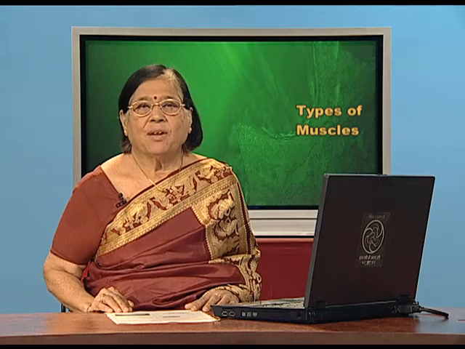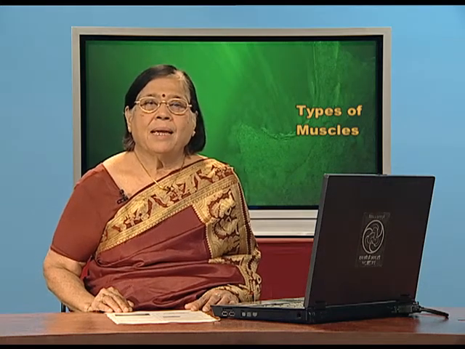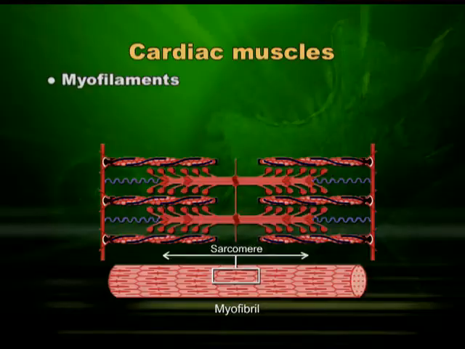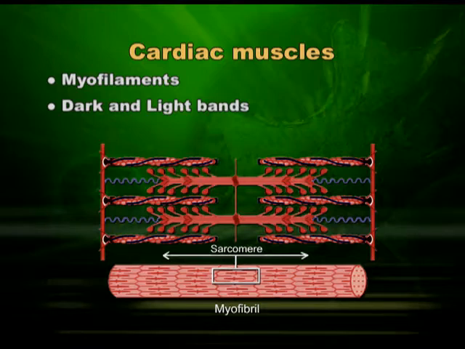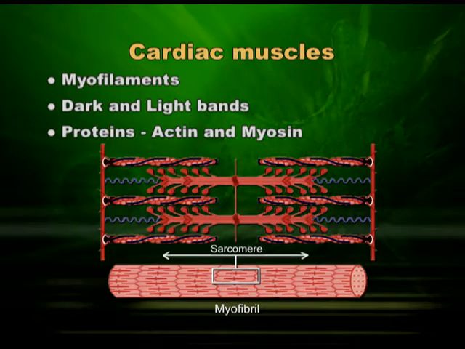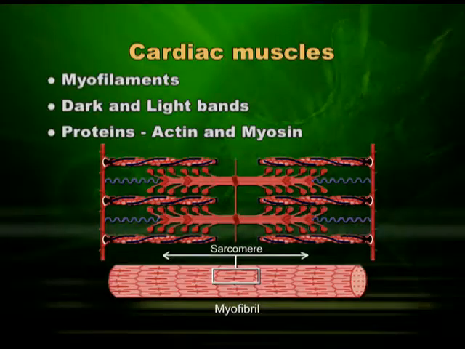The muscle cell has muscle fiber, and muscle fiber has a very typical structure. It has dark bands, light bands. It has proteins like actin and myosin, and these bands are arranged alternately, longitudinally in the muscle fiber. And these bands have some special features to perform in the muscle cell. I shall now explain the structure of muscle fiber with the help of a diagram. Children, in this diagram you can see the myofilament, which is showing dark and light bands.